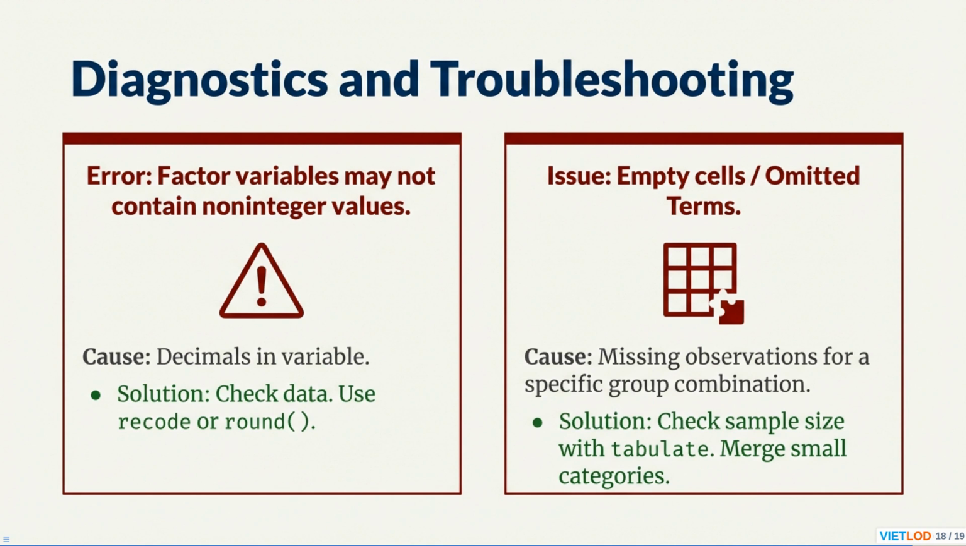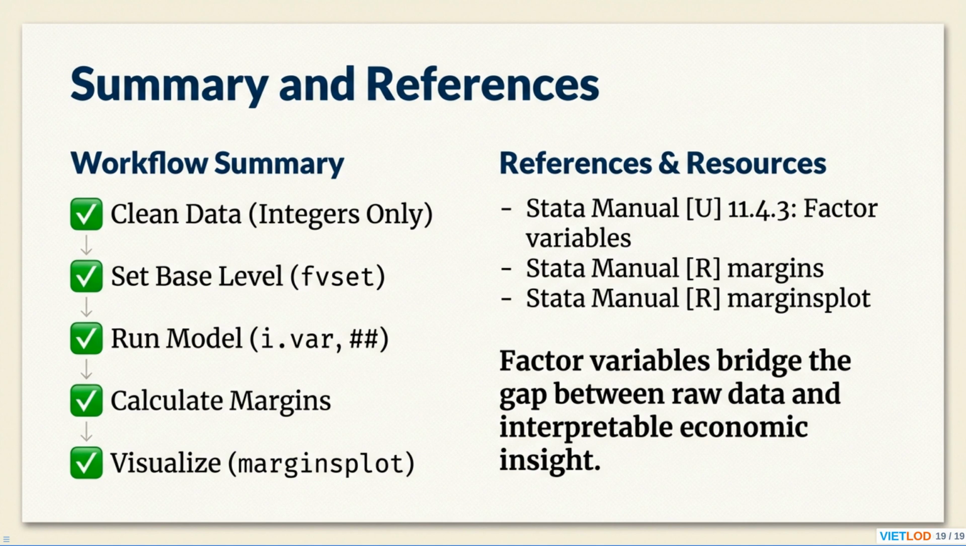When working with factor variables in Stata, you might encounter specific errors. If you receive an error stating factor variables may not contain non-integer values, it is because your categorical variable contains decimals. To fix this, inspect your data and use the recode or round function to ensure all entries are integers. Another common issue is empty cells or omitted terms, which occurs when there are no observations for a specific group combination. For instance, if your dataset has no individuals categorized as both diabetic and in excellent health. To resolve this, check your sample distribution with the tabulate command and consider merging smaller categories together to maintain model integrity.